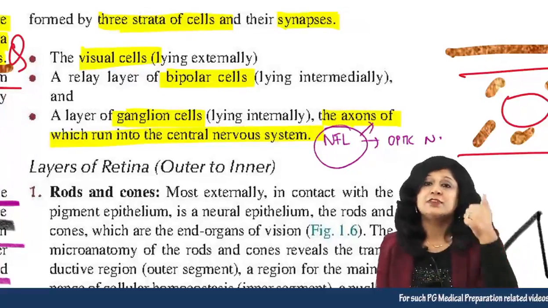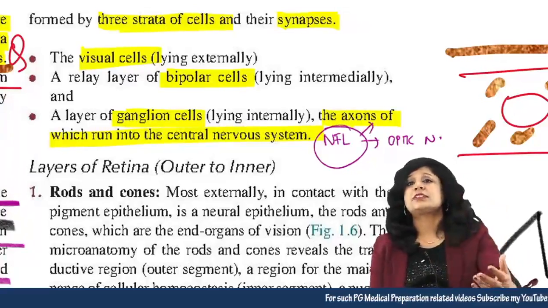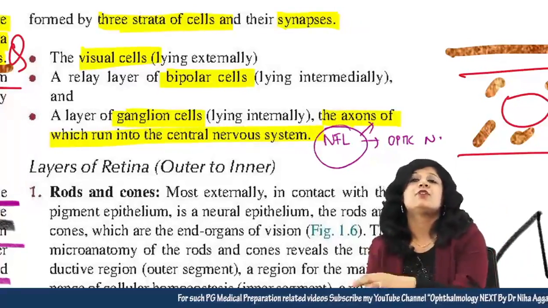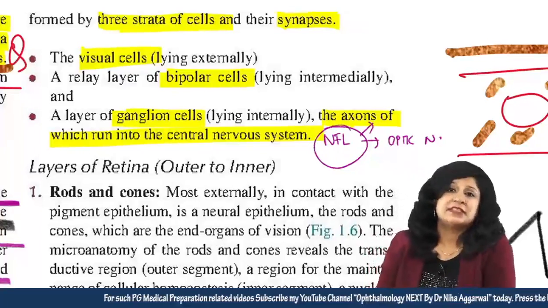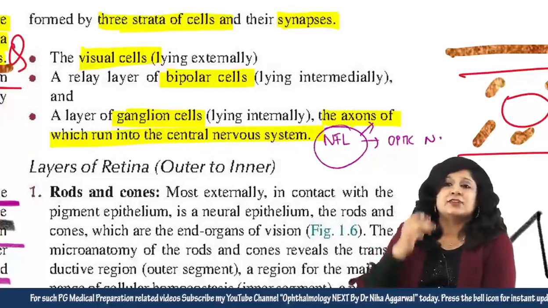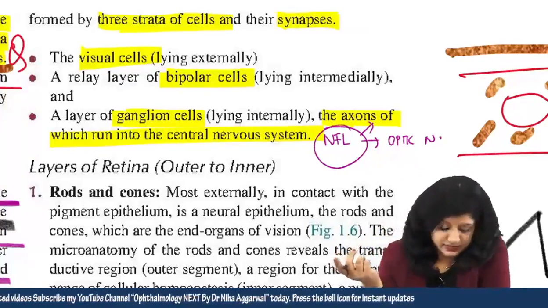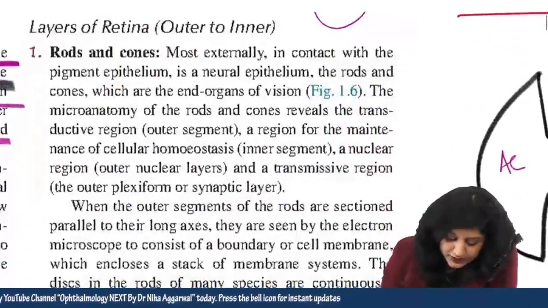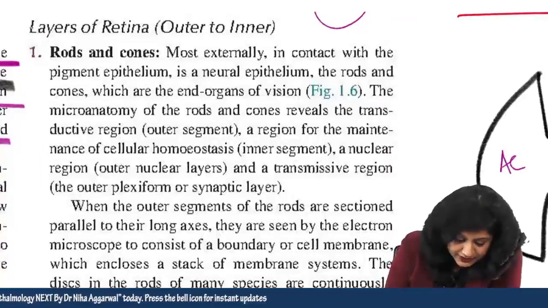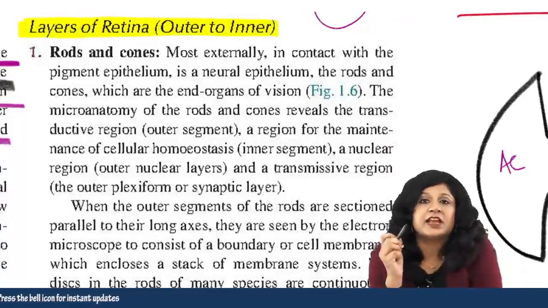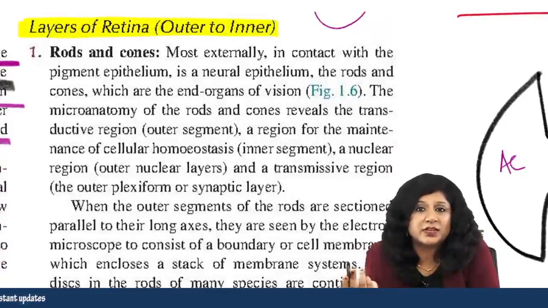So we have the visual cells, the rods and cones, photoreceptors present on the outer side, we have bipolar cells present in the middle, and we have got the axons of ganglionic cells present towards the inner side, and the axons of these ganglionic cells are continuing as the optic nerve towards the central nervous system. Now we start with the layers of the retina. So we will start from the outer side and we will go towards the inner side.